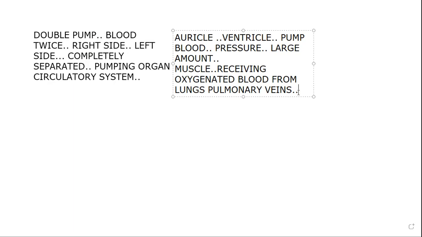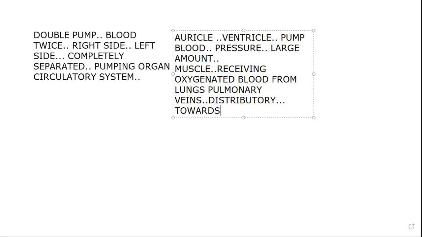एक चीज याद रखिए कि arterial system makes up the distributory system. मतलब it is taking blood away from the heart. Arterial system, arteries, and the venous system, veins, they bring blood towards the heart. They are a collecting system, and they bring blood towards the heart.